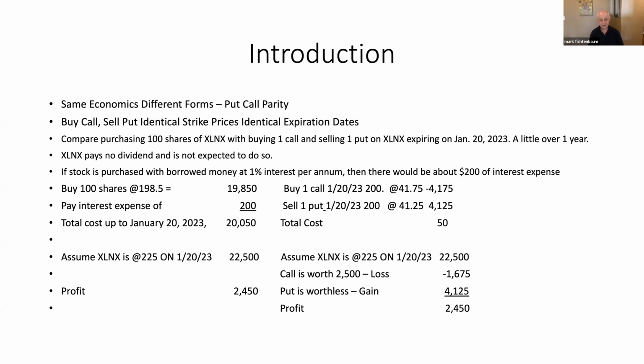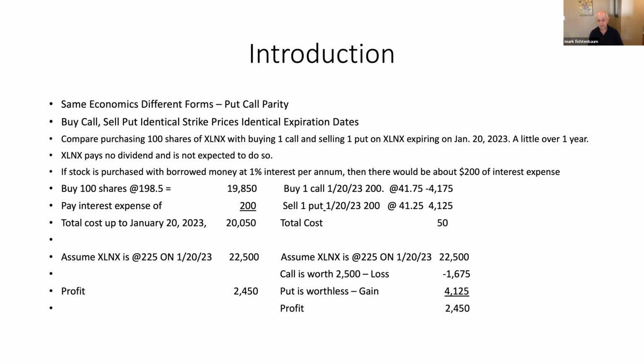And so what I did was I pretended that I bought 100 shares of Xilinx, and back then it was trading at $198.50. And so my out-of-pocket cost for 100 shares would have been $19,850. I assumed that I could borrow at 1% for the 13-month period, and it would have cost me $200 in interest expense. So my total cost through the purchase until January 20th, 2023 would have been $20,050.